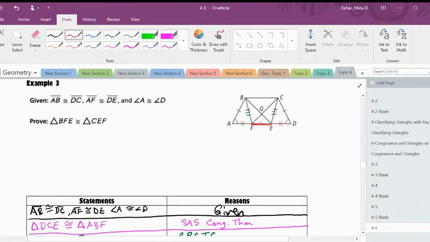So we're going to look at this and state that triangle ABE, so we're looking at this triangle right here, is going to be congruent to this triangle right here because of side angle side. So I'm going to erase that. There we go.